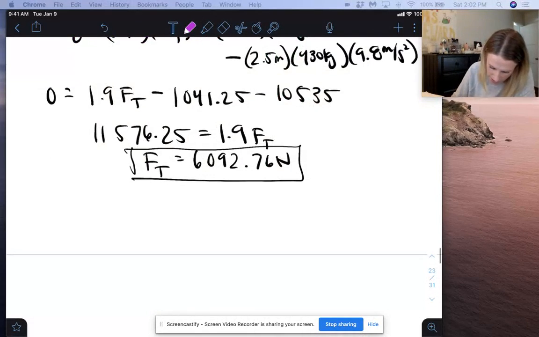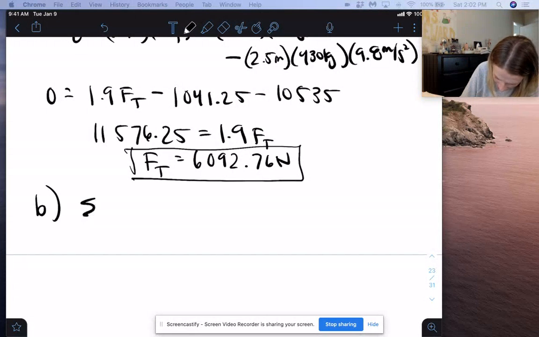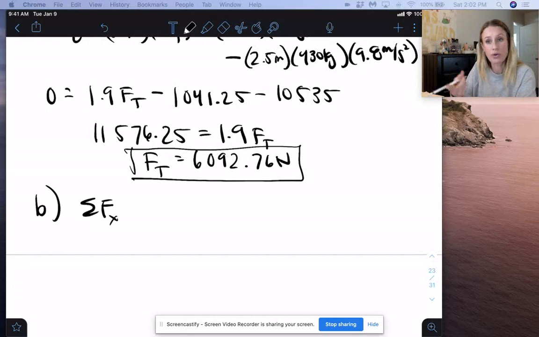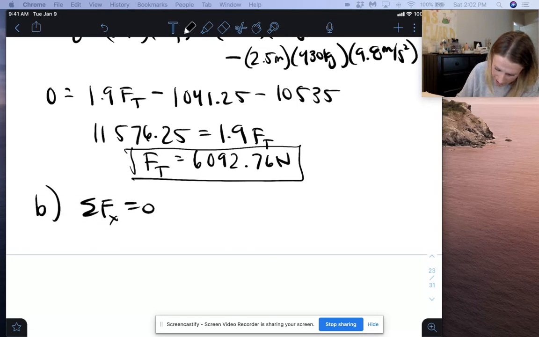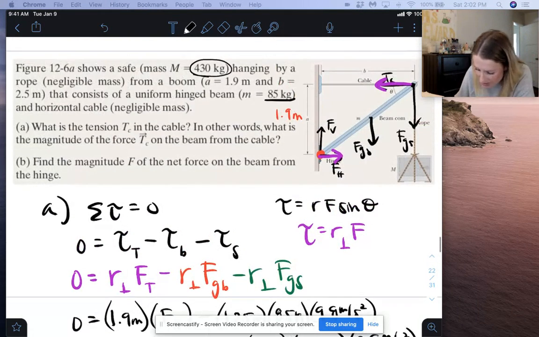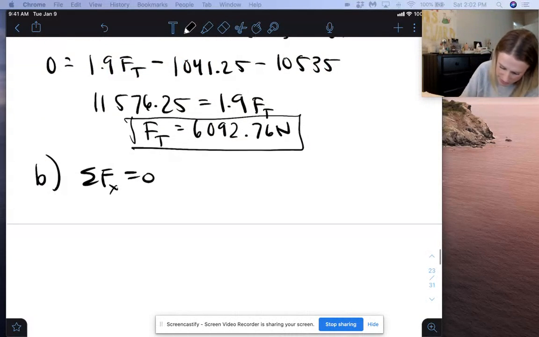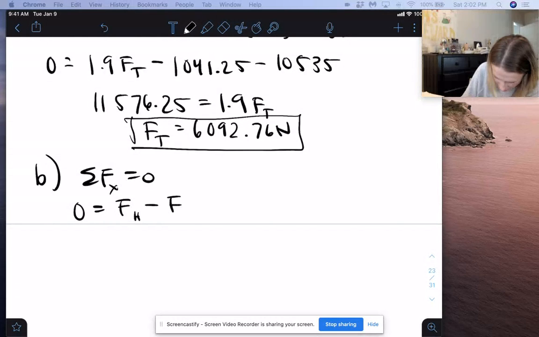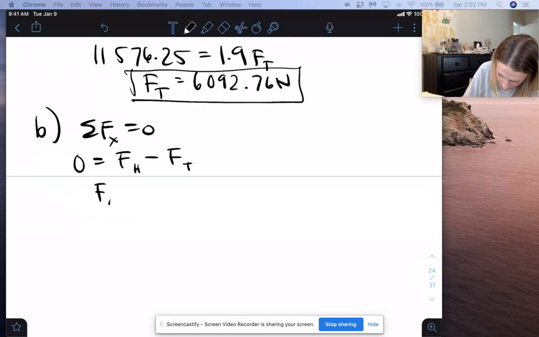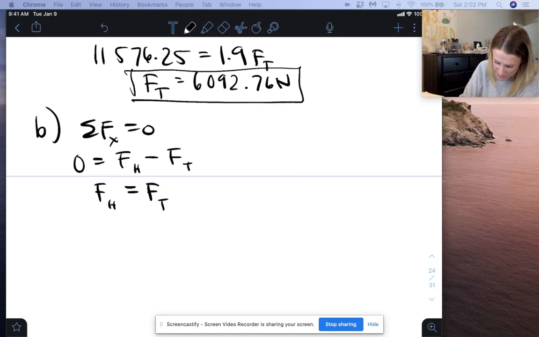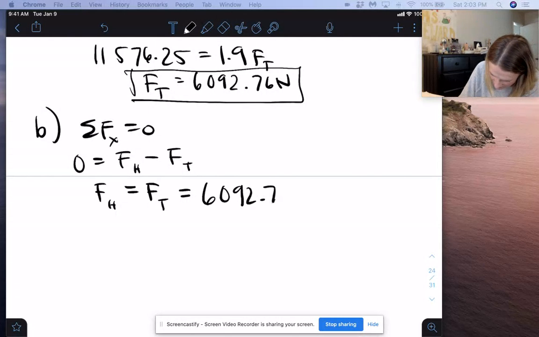All right, so for letter B, we have net force in the x direction, or the horizontal direction, equals 0. Here I can say that right is positive, so 0 equals force horizontal minus that tension force. And so therefore horizontal force equals the tension force, which of course is just a proof of what I just said. Now we just got the tension force, which equals 6,092.76 newtons. So we already have the horizontal force, that's easy.